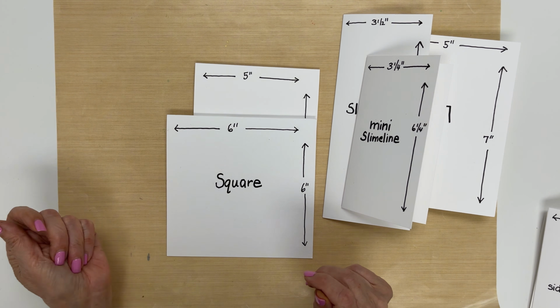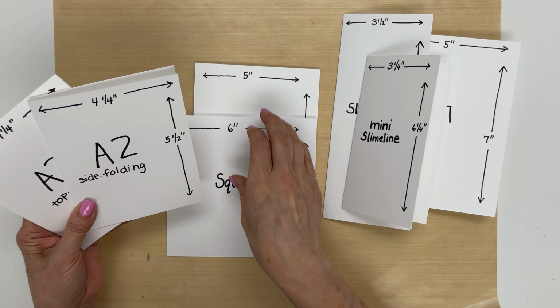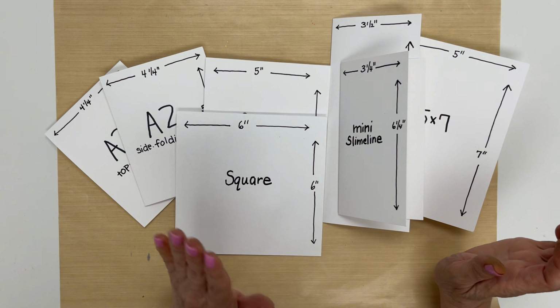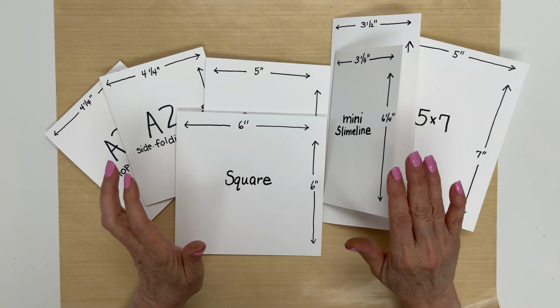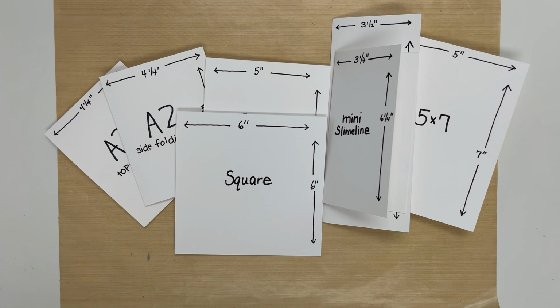So there you have it, whether you're going with the classic A2 size or a 5 by 7, your trendy cards, or a square card. These are all the different sizes that you can create, or you can make up your own size.